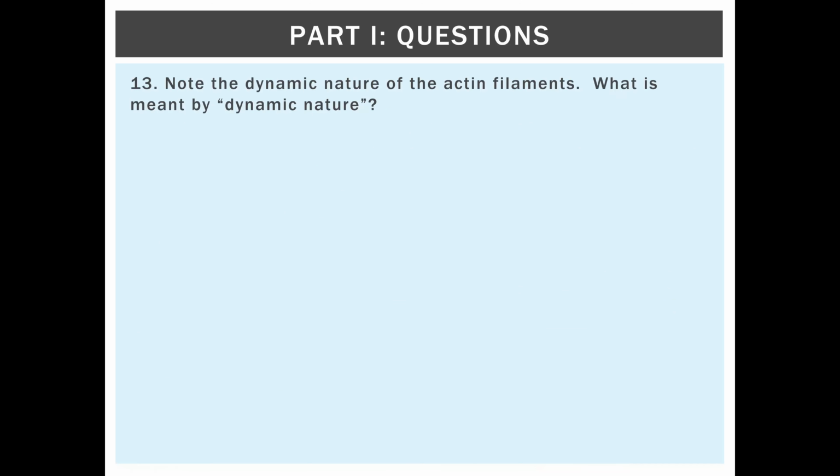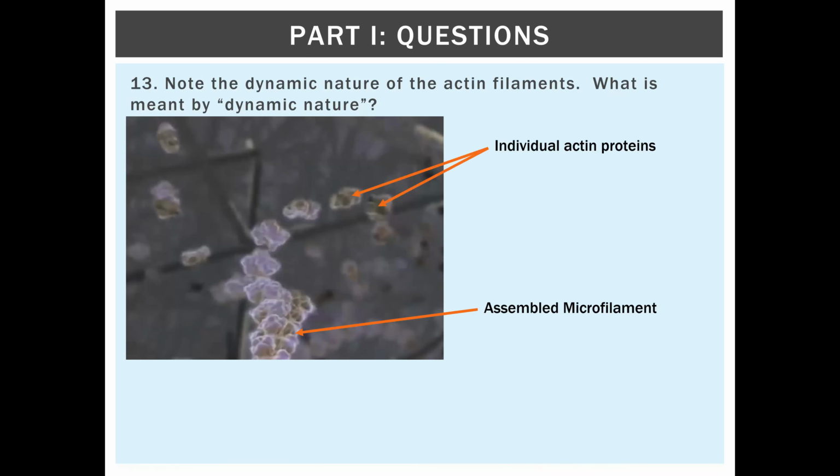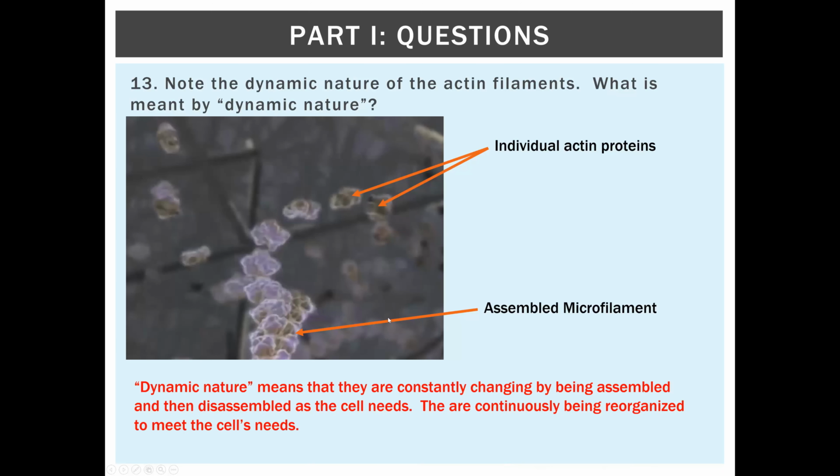Number 13 says, note the dynamic nature of the actin filaments. What is meant by dynamic nature? So in the video, we saw how the microfilaments can be quickly assembled. We saw these little individual actin proteins flying in and coming together to make an assembled microfilament. And then we also saw a little bit later on where the severing protein came along, cut it, and then it started disassembling. So the dynamic nature means that they are constantly changing by being assembled and then disassembled as the cell needs. It's continuously being reorganized, the entire cytoskeletal system.